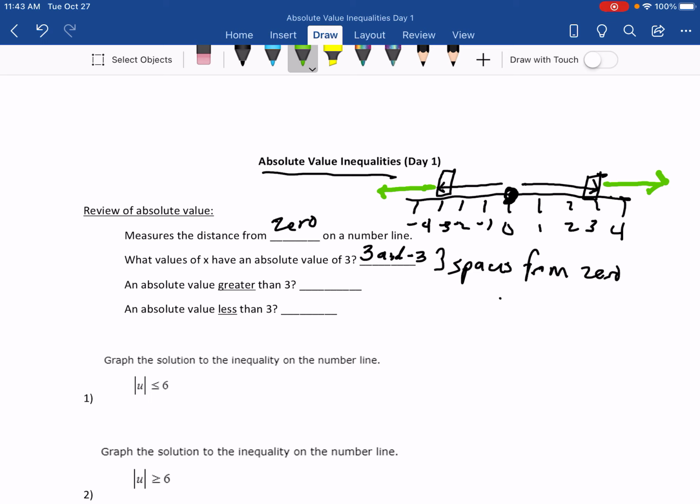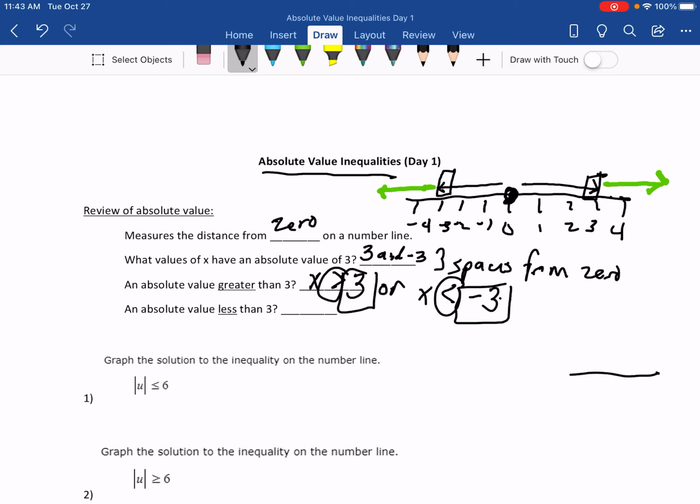So the numbers that have an absolute value greater than 3 are x greater than 3 or x less than negative 3. Okay, notice a couple of things here. The inequality symbols flip. One is negative and one is positive. Okay? All right, what about an absolute value less than 3?